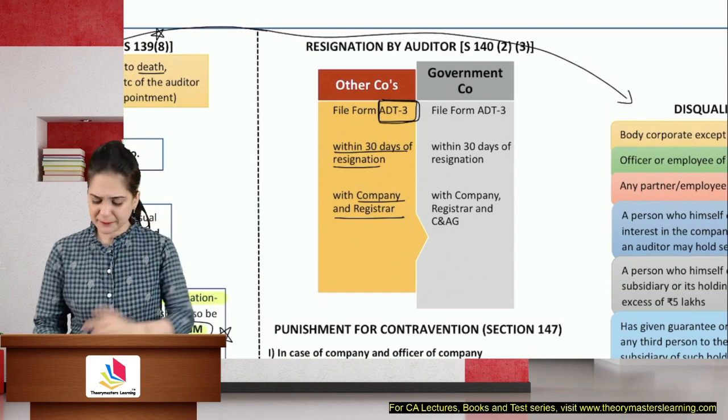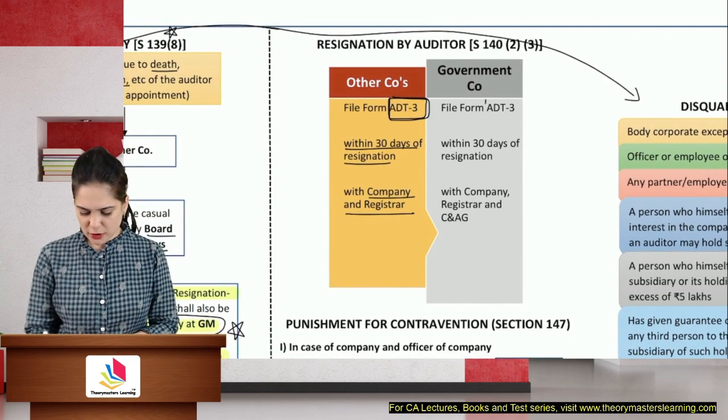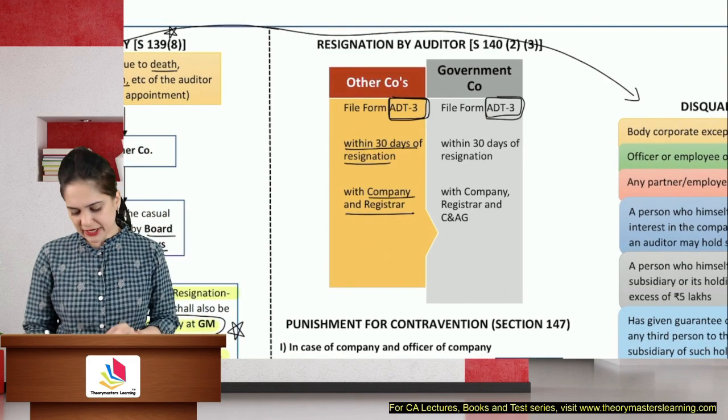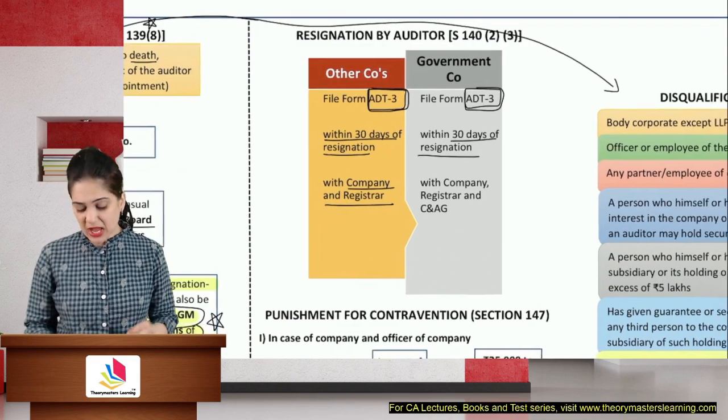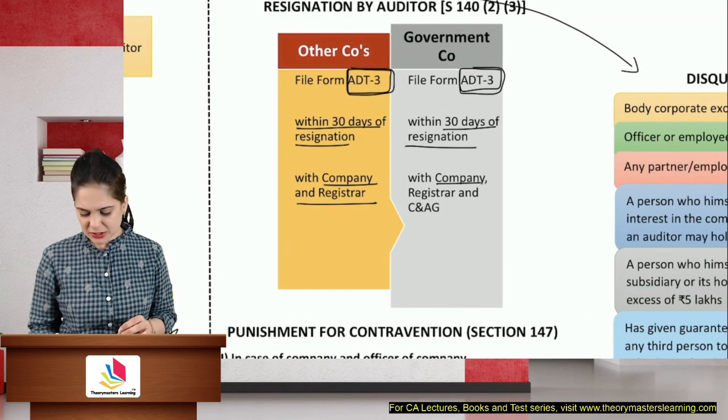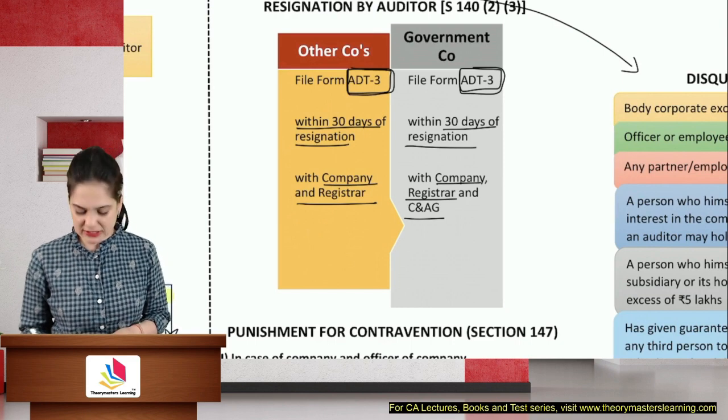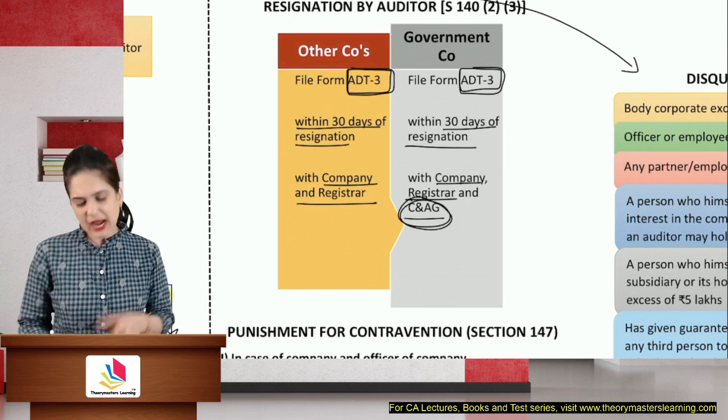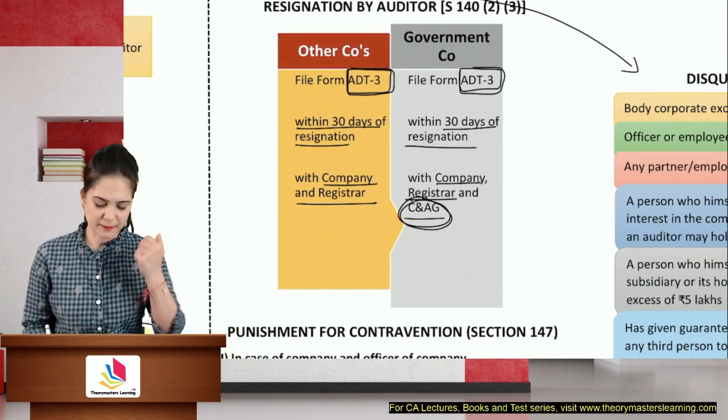But if you are a government company, then yes, you will file form ADT3 within 30 days of resignation. This will remain the same, and it will be filed with the company, registrar, and Comptroller and Auditor General. This is the only thing which they have added, and that also because it is a government company.